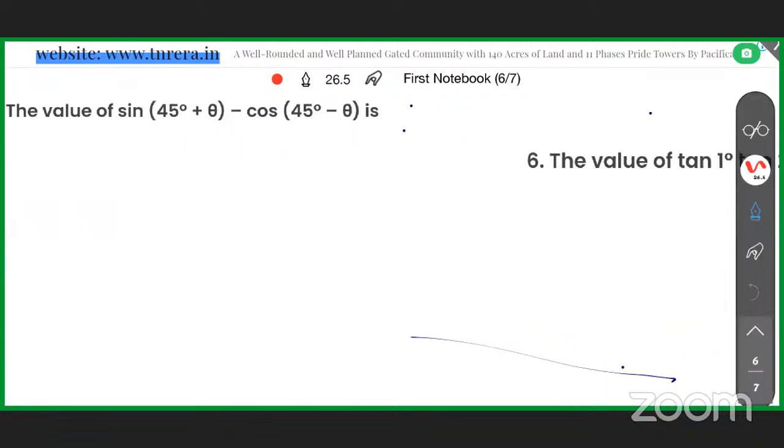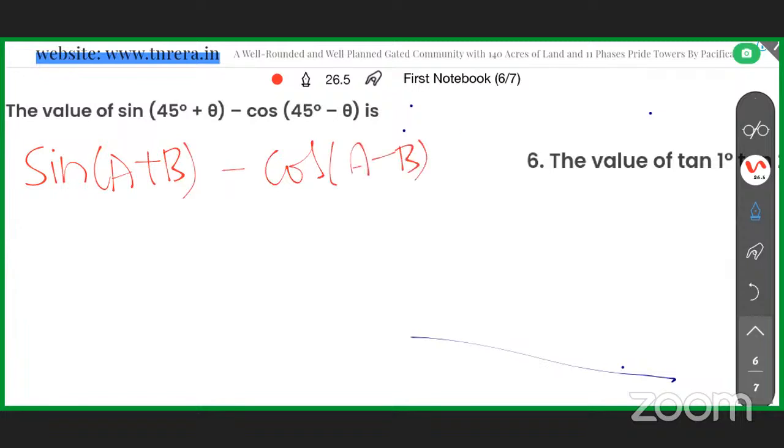The question is the value of sin(45 plus theta) minus cos(45 minus theta). So what are you supposed to do here? Use the formula of A plus B, and here the formula for cos(A minus B). My A value is 45 and my B value is theta.